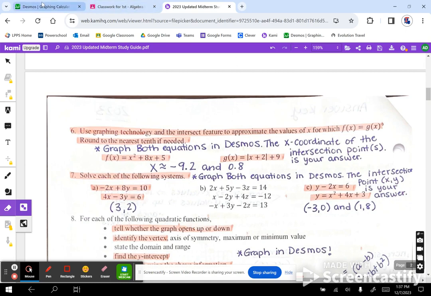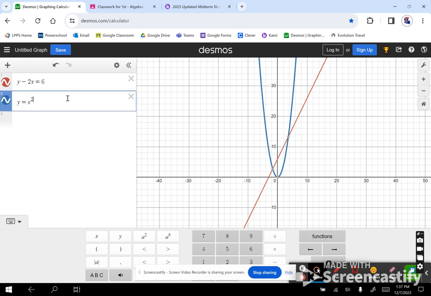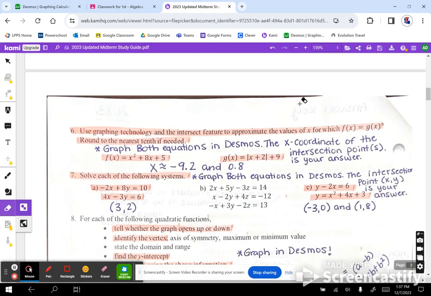Same thing over here. Graph exactly what you see. The first equation, y minus 2x equals 6. And then y equals x squared plus 4x plus 3. Here's my graphs. Red line and blue line. They intersect at 2 places: 1, 8 and negative 3, 0.